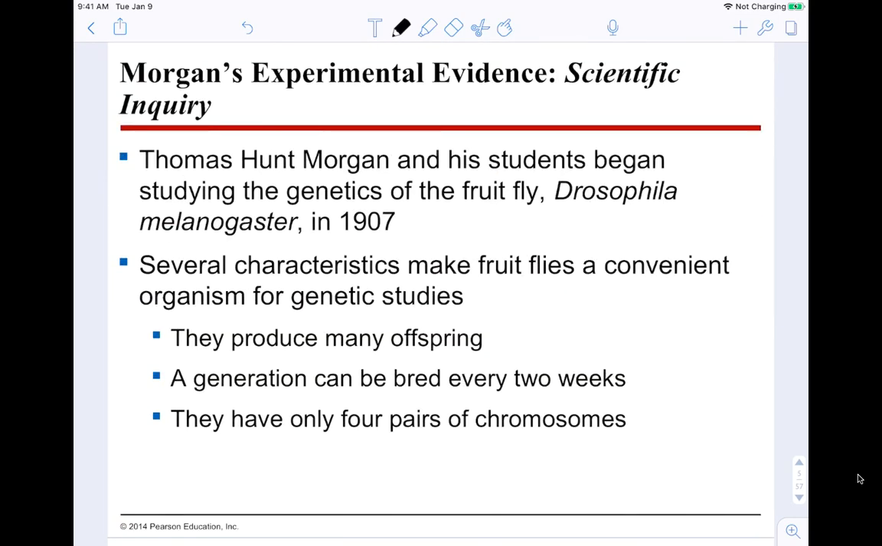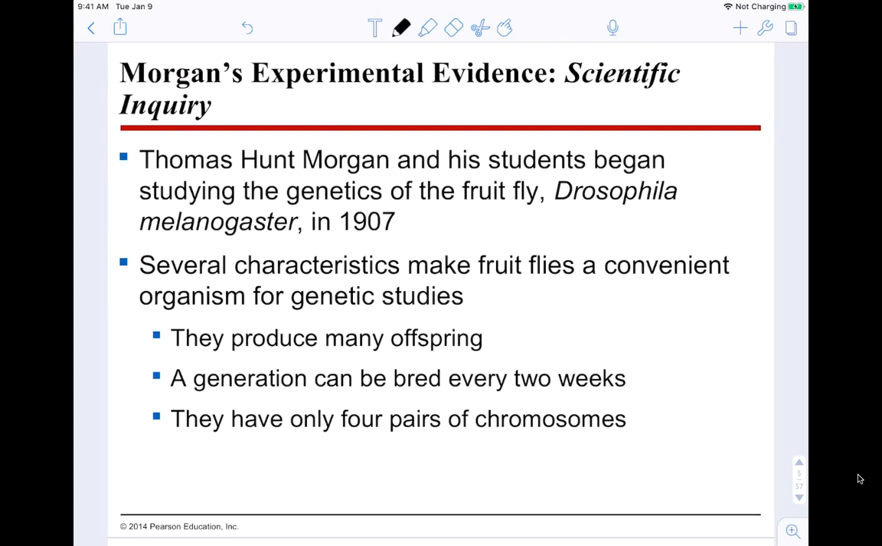We're going to talk about Thomas Hunt Morgan and Morgan's experimental evidence through scientific inquiry. He also had a huge role in what we know today of genetics. Thomas Hunt Morgan and his students began studying the genetics of a fruit fly called Drosophila melanogaster, and they're disgusting. When you get to genetics in college, you're going to have to deal with them a whole bunch, and you have to grow them, and they smell, and it's great. They studied fruit flies in 1907.